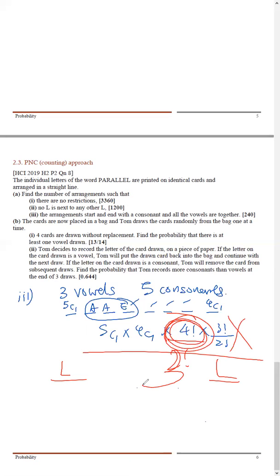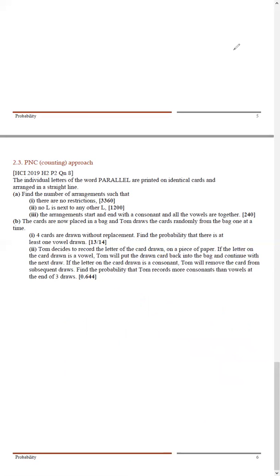So this is where the cases come in. Why is it difficult? Because we need to logically think of the cases. So once we know the cases, we can split it into 3 cases. Case number 1. Okay, case number 1 will be 1 L either at front or back.